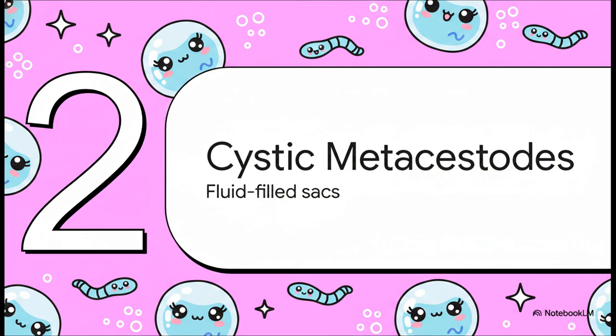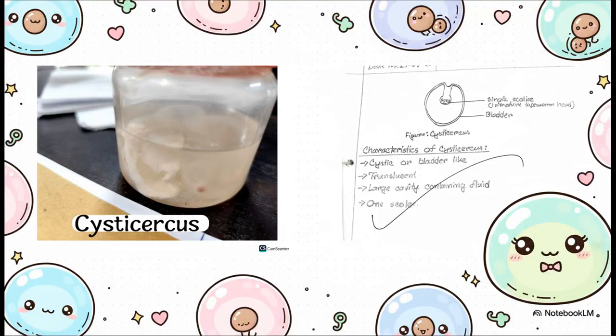Let's dive right into these cystic forms first, which are essentially fluid-filled sacs. When you're trying to translate a murky specimen into your sketchbook, think of Cysticercus as a simple water balloon containing a single seed. It's translucent, it has a large cavity. Honestly, for your exam, don't overcomplicate it. Just draw one continuous bladder wall containing exactly one single scolex or immature head tucked right inside.